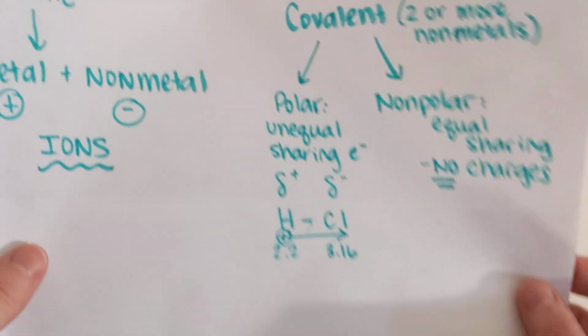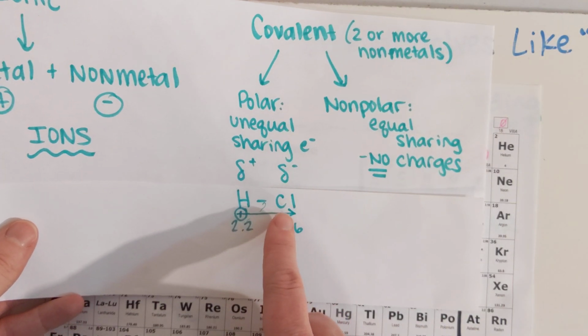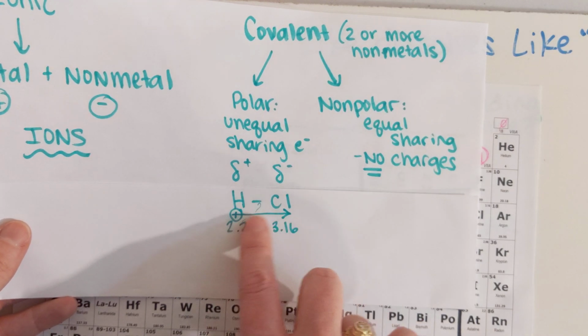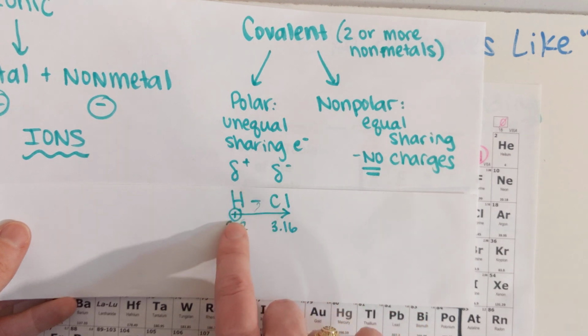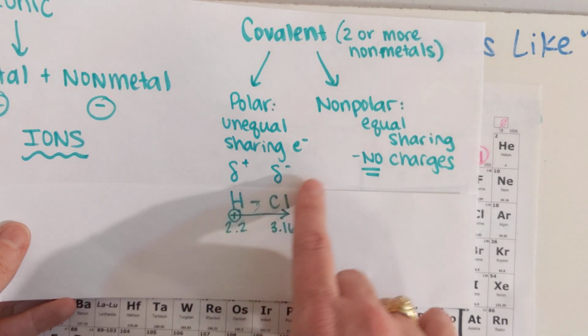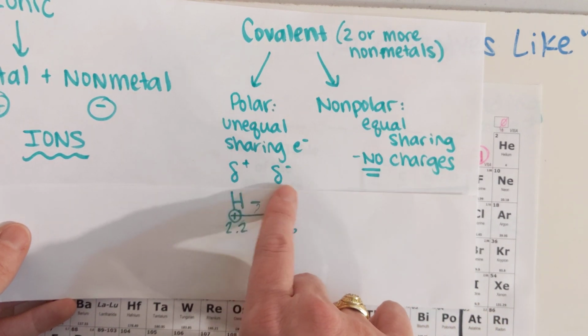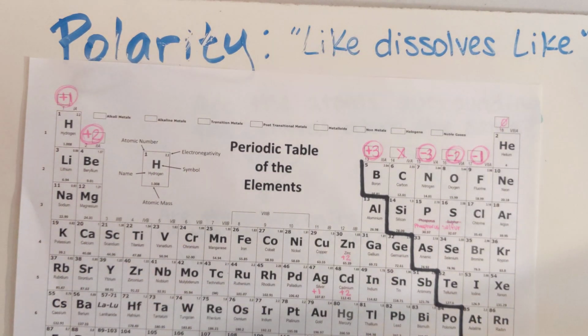And if you're just talking about two atoms, it's pretty straightforward. You just look up the numbers on the periodic table. The one with the higher number gets the slight negative. The one with the lower number gets the slight positive. And if the numbers are exactly the same, you won't even see these symbols because they're sharing equally. No positives or negatives.